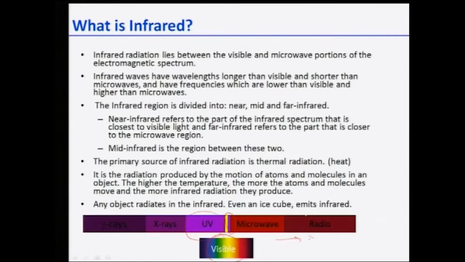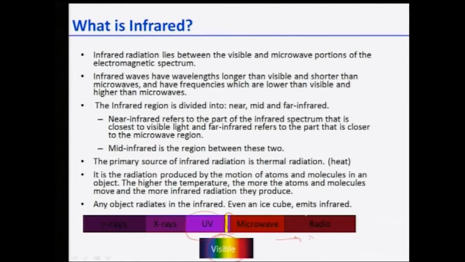Infrared radiation is divided into three parts: mid infrared, near infrared and far infrared. Near infrared means the part of the infrared spectrum closest to visible light, and far infrared means the part closer to the microwave region. Mid infrared is obviously in the middle of these two. The primary source of infrared radiation is thermal, which I will discuss in the next slide.